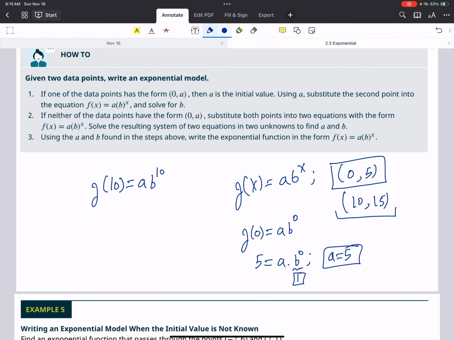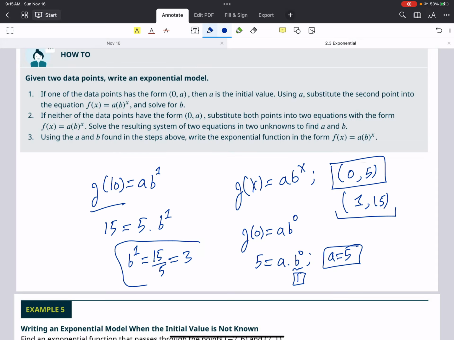Now, what do I have? I simply have g of 10, which equals 15, which equals a, which is 5, times b to the power of 10. Actually, okay, let's change this to just b to the power of 1, just for the sake of convenience. Okay, there we go. So this is 1. So 15 divided by 5 equals 3.